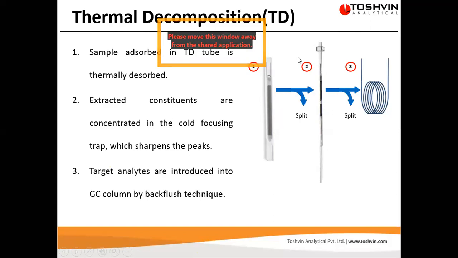So that is thermal desorption. The sample adsorbed in the TD tube is thermally desorbed. Extracted constituents are concentrated in a cooled focusing trap. So this is my trap tube. For the vapors coming from here to here, I have to set the temperature such that the vapors will condense and get adsorbed on this tube. So it is always set at a lower temperature.